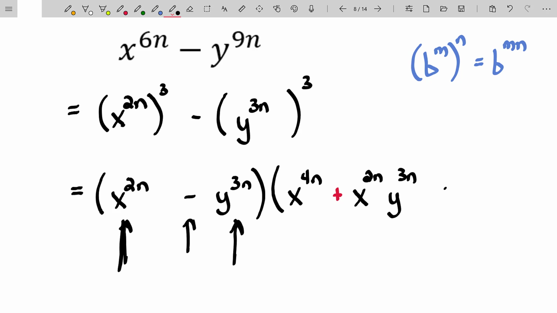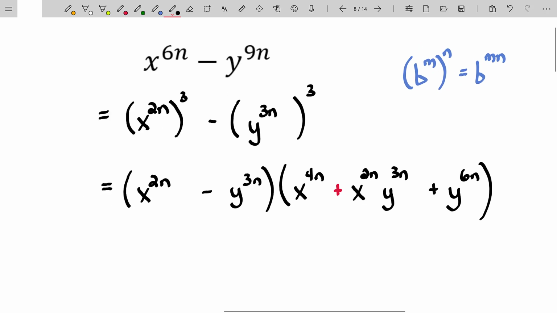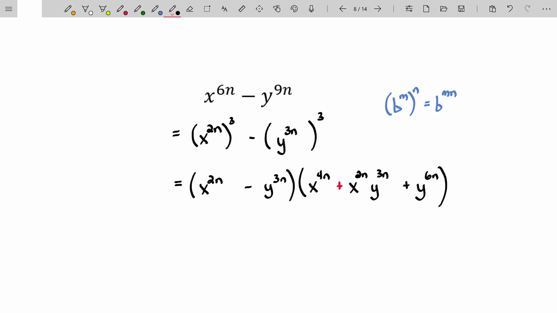And then finally, always add the last term squared. So y to the 6n. And there you go. That is the fully factored form of this. Now you might ask, wait, how do I know that that doesn't factor further?